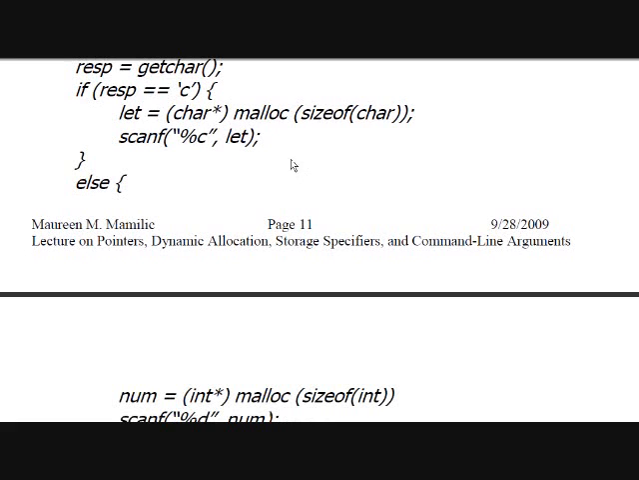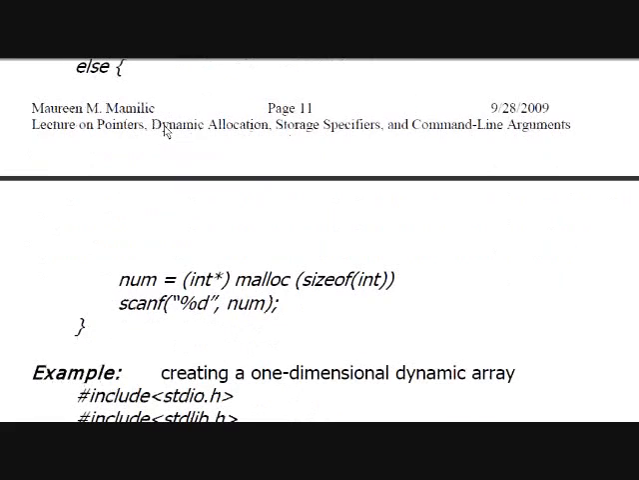Otherwise, if the response is I, then we will be using the pointer variable num, and 2 bytes of memory will be allocated from the heap, and again using scanf it will read an input from the keyboard and store that input to the allocated memory from the heap.